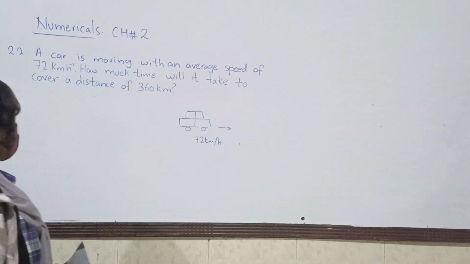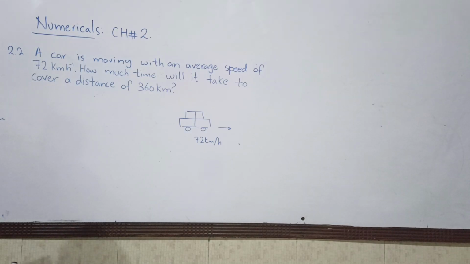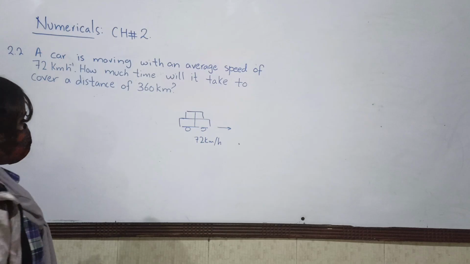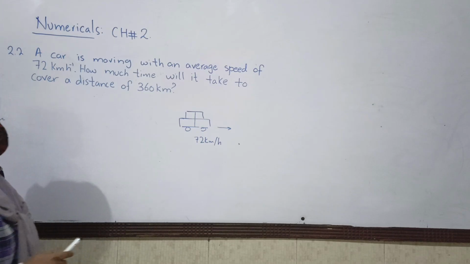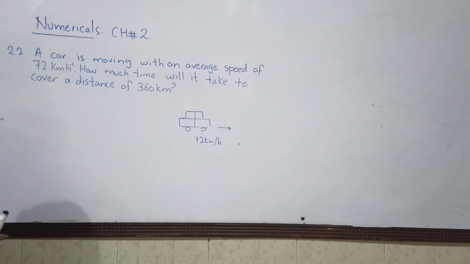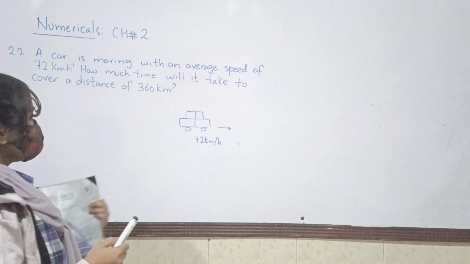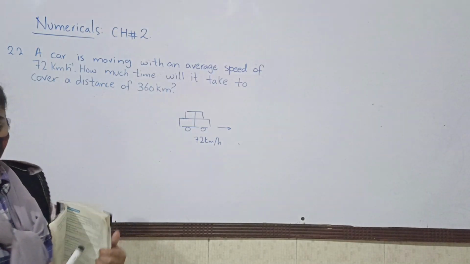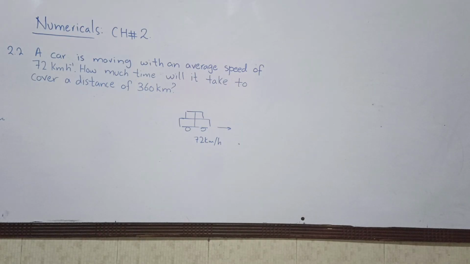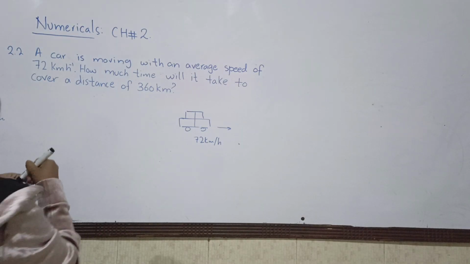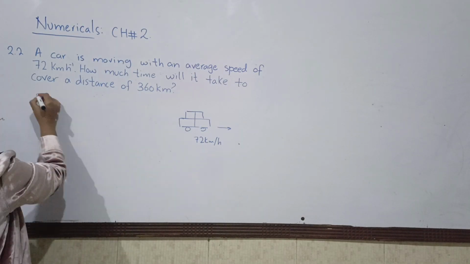So this is numerical 2.2. A car is moving with an average speed of 72 km per hour. How much time will it take to cover a distance of 360 km? So let's write. First of all, we have to write the given data.